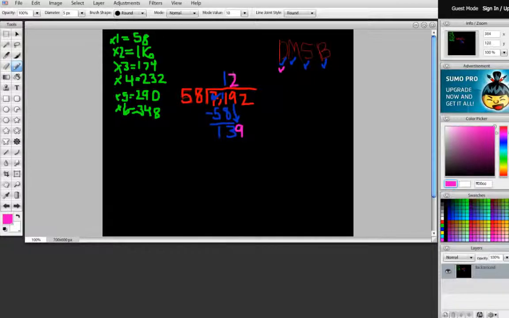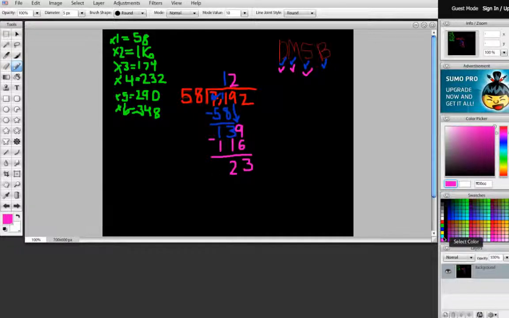Now I'm going to multiply 58 times 2. I know what that is because I've already done it up here. It's 116. Check off my multiply. My next step is to subtract. Put my subtraction sign. And 9 minus 6, easy, 3. 3 minus 1, 2. 1 minus 1, nothing. So I'm done there.